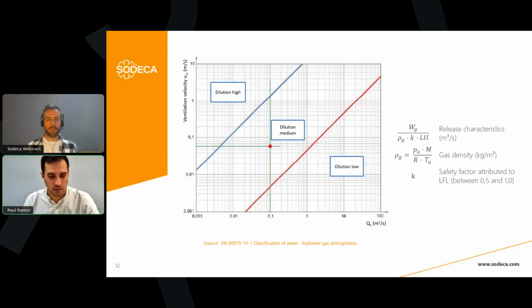In this graph, from the standard 60079-10-1, we have a logarithmic graph where we have the characteristics of the release, the volumetric release in cubic meters per second, on the x-axis, and then the ventilation velocity in meters per second on the y-axis. So our intention here is to establish over the blue line, which indicates we are in high dilution, to lower the risk and minimize the effect of being in a zone.